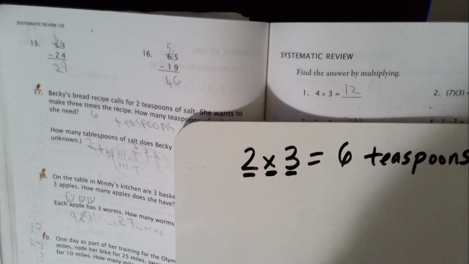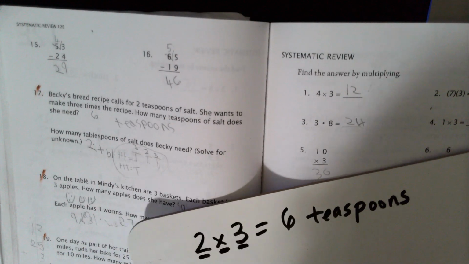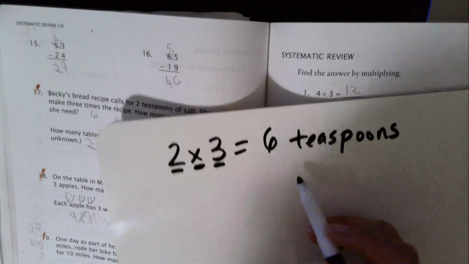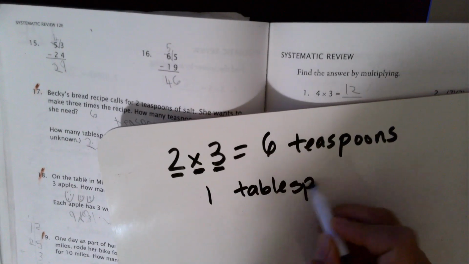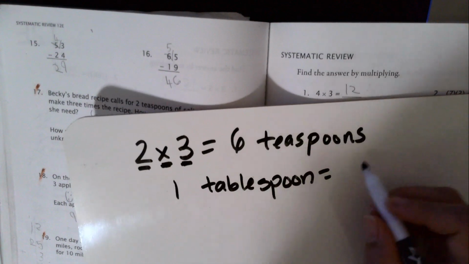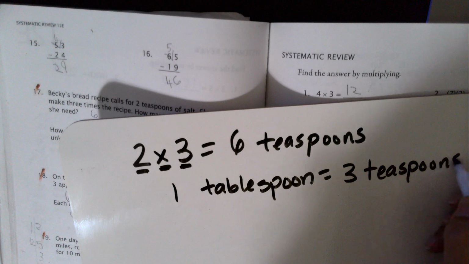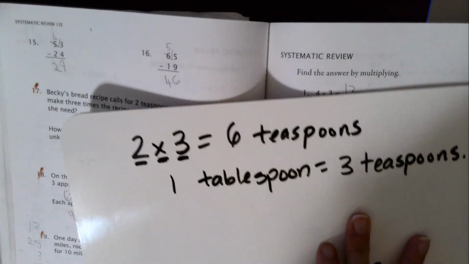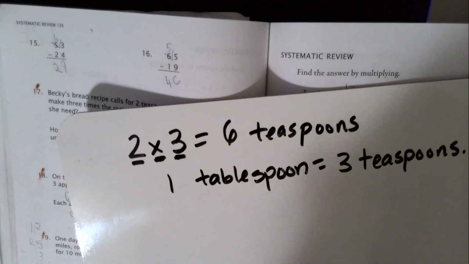Okay. Now it says, how many tablespoons of salt does Becky need? Solve for the unknown. Okay, so we know, what do we know? We know that 1 tablespoon is equal to 3 teaspoons. So a lot of people come to this and they say, oh, are we dividing? No, we're not dividing here. Okay, we still want to think in multiplication terms.